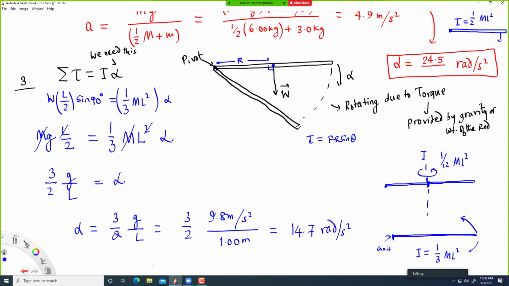Double check that calculation. So that's worksheet 19. Let's look at worksheet 20.